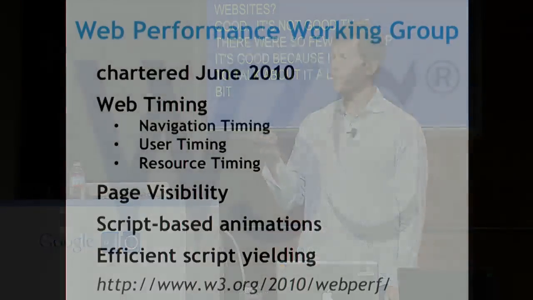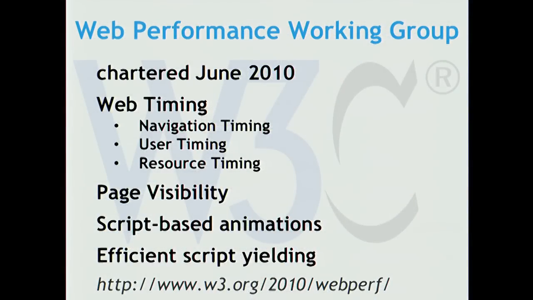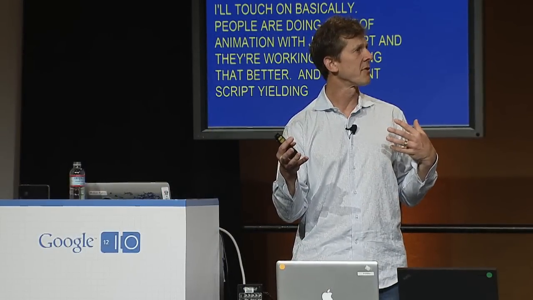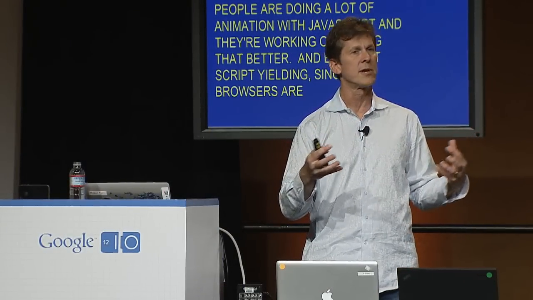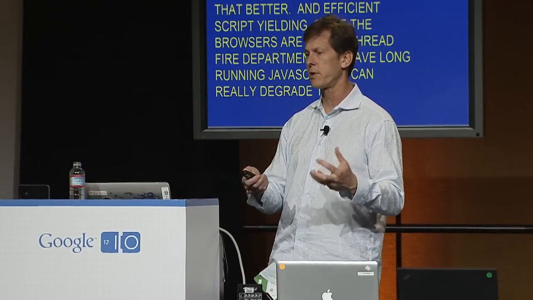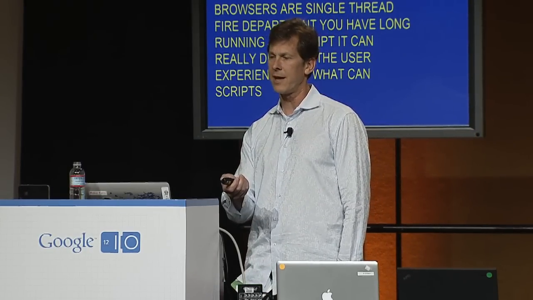So those are three. I'm going to talk about each one in a little bit more detail. They're also working on a few other specs. Page visibility, I'll touch on quickly. Script-based animations, I'm not going to spend too much time on, but people are doing a lot of animation with JavaScript, and they're working on making that better. And efficient script yielding, since the browsers are single-threaded, if you have long-running JavaScript, it can really degrade the user experience. So what can scripts do to mitigate that?